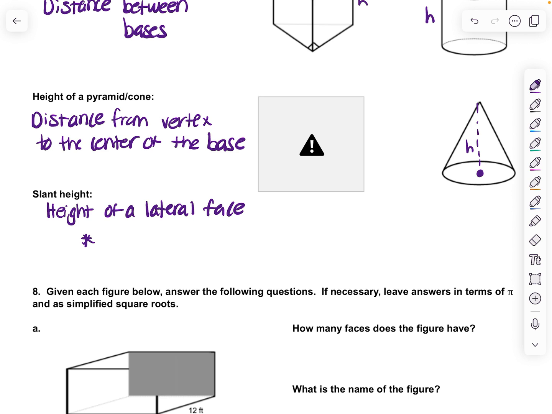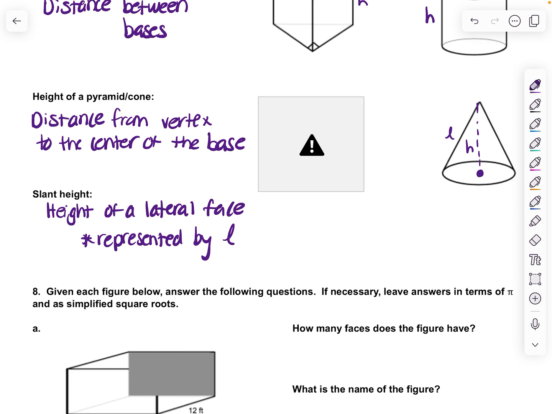It's represented by this letter L, but we write it like that. In a cone, there's not technically a lateral face, but it would be everything that's not the base in this case. So your L would be that height. Slant height is fairly self-explanatory. It is the height of whatever is slanted.